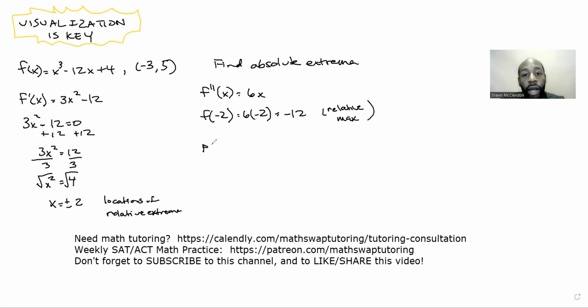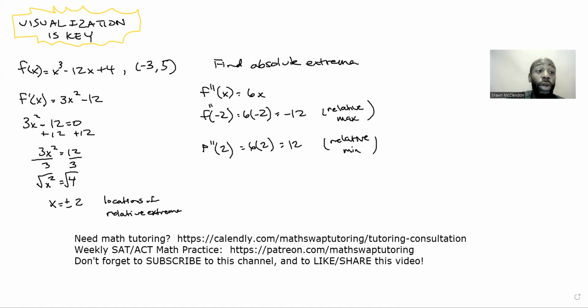Okay, I should put those prime marks. So f double prime of +2 is going to be equal to 6 times 2, which is +12. So remember, if the second derivative is positive, then the first derivative is going from negative to positive. I'm thinking about the function. So it's going from negative to positive, so that means you're dealing with a relative minimum there. Relative min. All right, good.